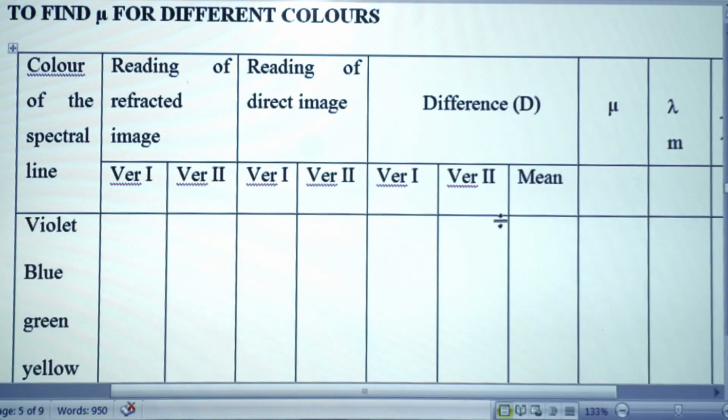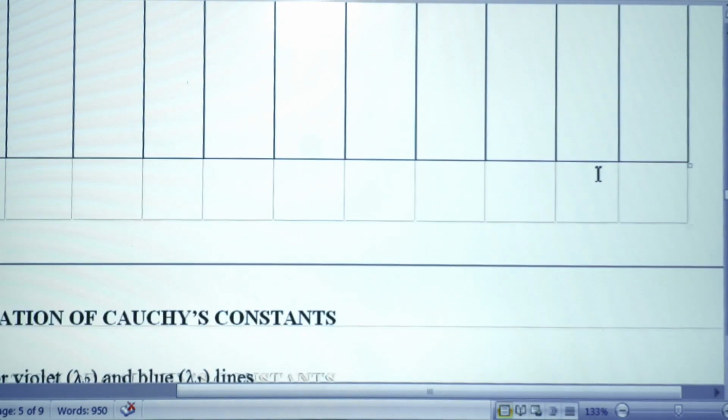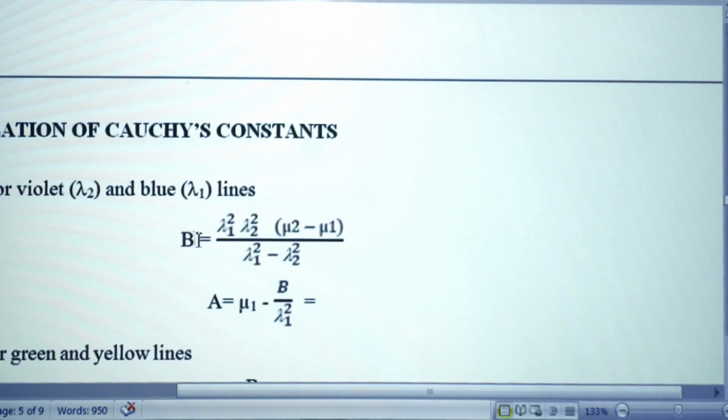Then we calculate the difference of vernier 1 and similarly the difference of vernier 2. Then take the mean, and that gives the value of D. From that D value we can calculate the value of mu, and we have the value of lambda here. Lambda is also tabulated here, and we calculate the value of 1 by lambda square also. Then we can calculate the value of B using the formula: B = (mu 2 minus mu 1) divided by (1 by lambda 1 square minus 1 by lambda 2 square).